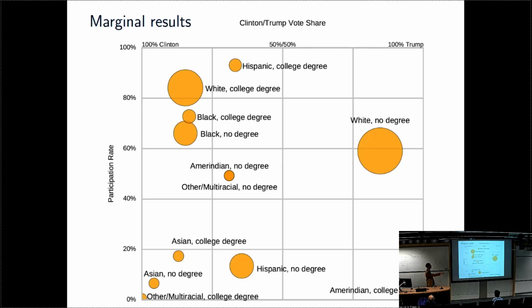White, no degree, being much closer to Trump, and being somewhere above 50% for participation, which I don't think is true, but you shouldn't think of it as what was the actual participation rate among white, no degree. It's participation rate in those regions. White, college degree being much higher percent participation and much closer to Clinton.